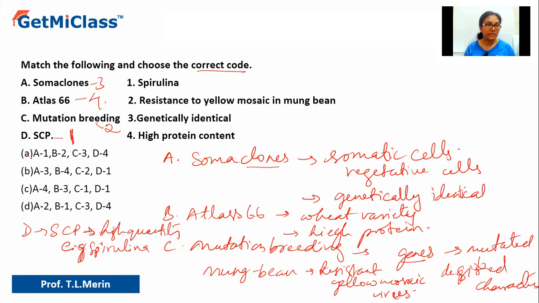So where is A3? Here it is A1, so it is ruled out. Here A3, then B4, C2, D1. Yes, this is the correct answer. What about option C? It says A4, which is wrong. Then D says A2, which is again wrong. So the correct answer is A3, B4, C2, D1. So let us conclude the answer. What is the answer? The answer is option B.